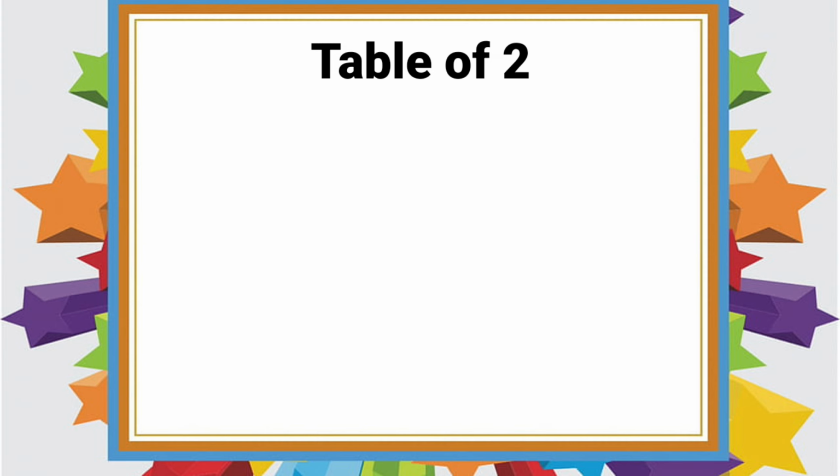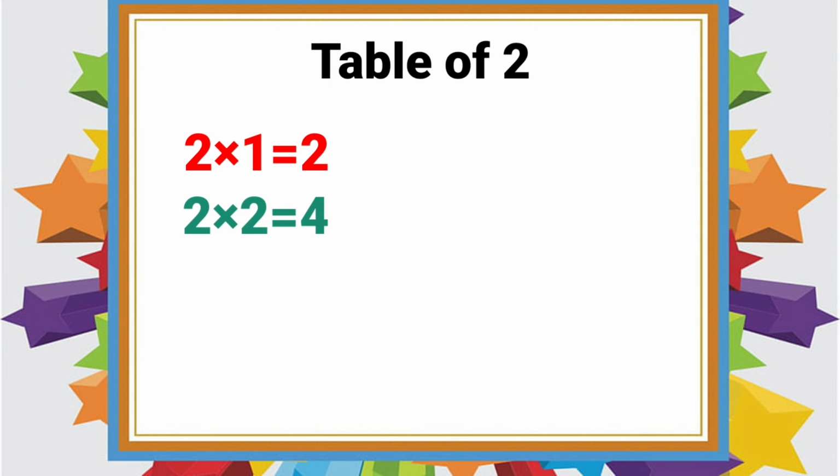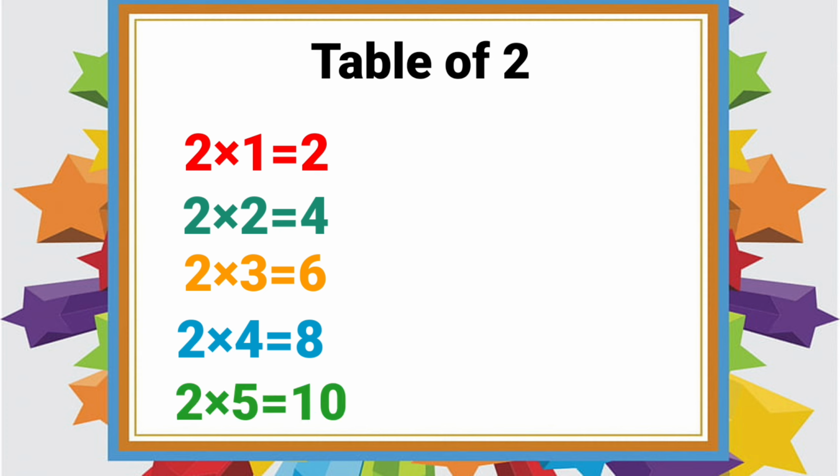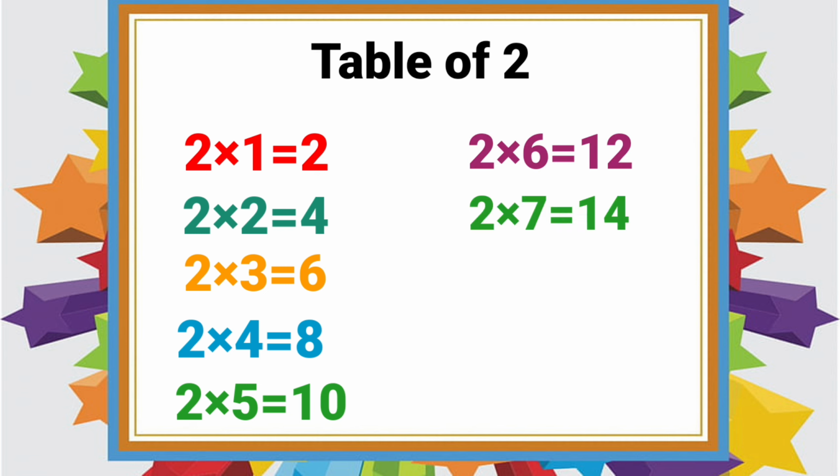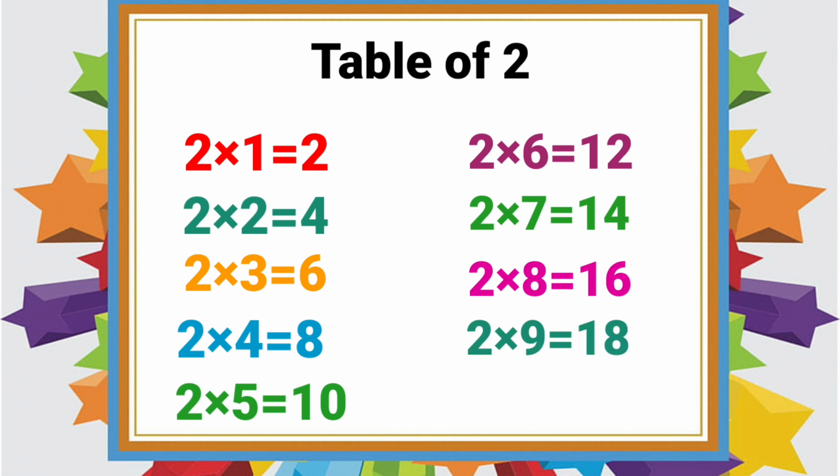Table of 2. 2 ones are 2. 2 twos are 4. 2 threes are 6. 2 fours are 8. 2 fives are 10. 2 sixes are 12. 2 sevens are 14. 2 eights are 16. 2 nines are 18. 2 tens are 20.